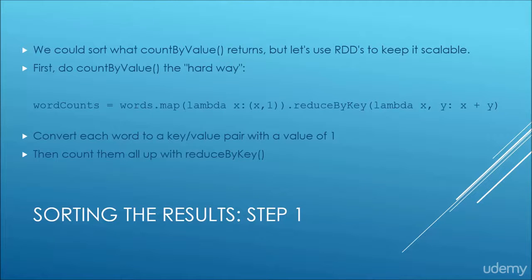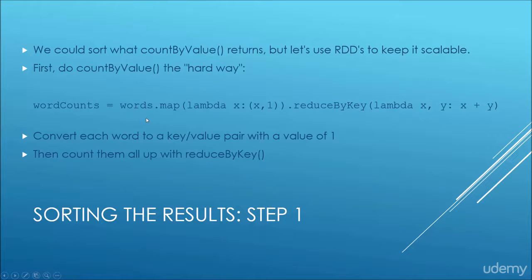So to do this, we're going to need to manipulate our results a little bit more directly, so we can't just cheat and use count by value and call it done. So first thing we're going to do is actually implement what count by value does by hand the hard way, so we can actually play with the results more directly and stick the results in an RDD instead of just getting a Python object that we need to deal with at that point.